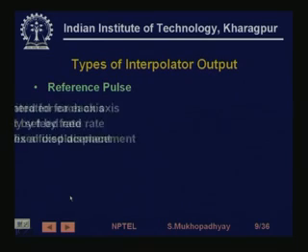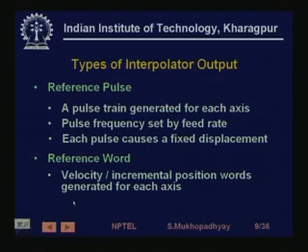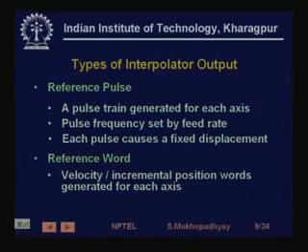Now how does the interpolator give commands to the drive or the control system? There are 2 systems. One is called a reference pulse system, where pulses are provided at certain frequencies to the motion controller, and each pulse indicates that a fixed displacement along that axis should be made. So each small pulse will make a small displacement, and these pulses are sent to the different axes, and the pulse frequency depends on the feed rate.